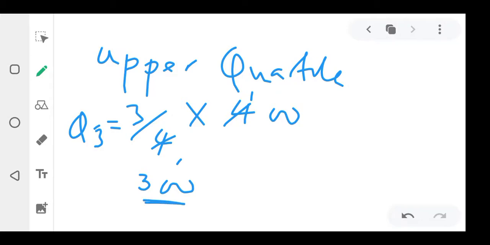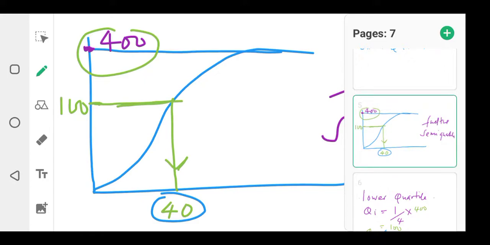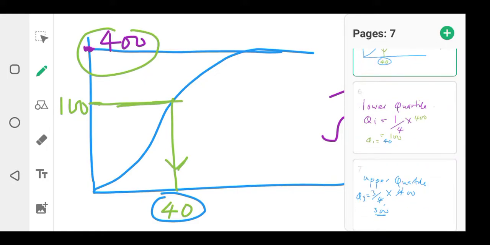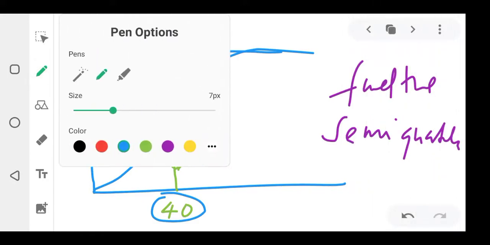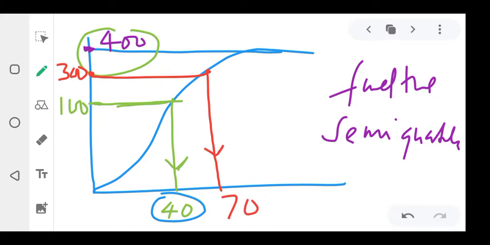So after I find 300, I go back again on the graph, the same way I did. Where is 300? 300 is somewhere on top there. Again, I go like this, and I come down again. I pick the number that is down here. Whatever number is down here, if it is 70, I pick 70. This is the one that I'll use.